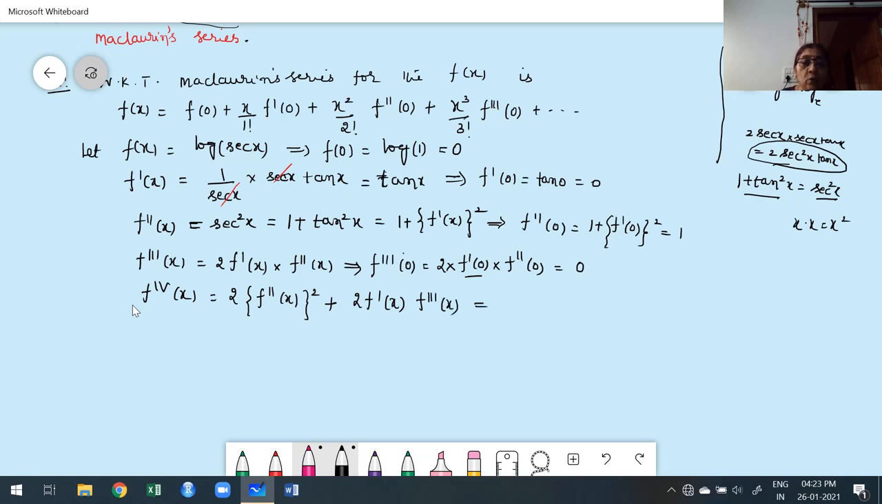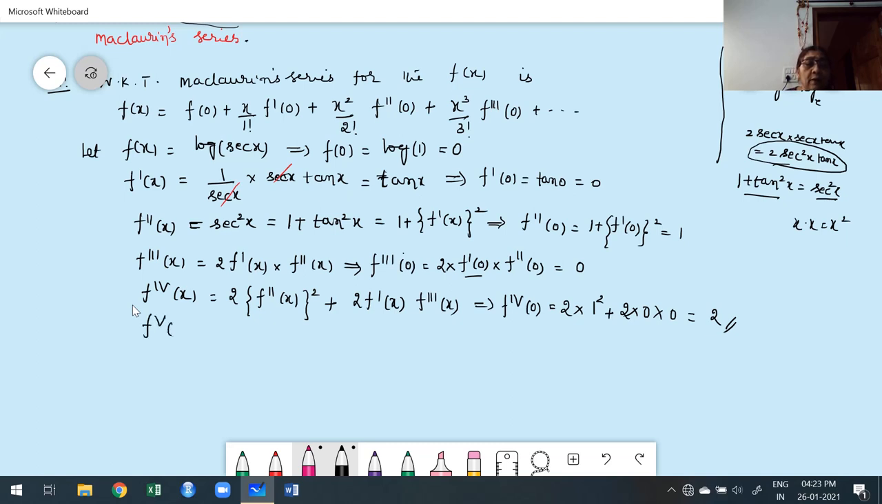Now I have to find the value of the fourth derivative at 0. 2 into f''(0). What is f''(0)? It is 1, therefore 1². Plus 2 into f'(0). Observe carefully the value of f'(0): f'(0) is 0, and the third derivative is also 0, therefore finally we get 2. The fourth derivative at 0 is 2 because 2 plus 0 is 0.